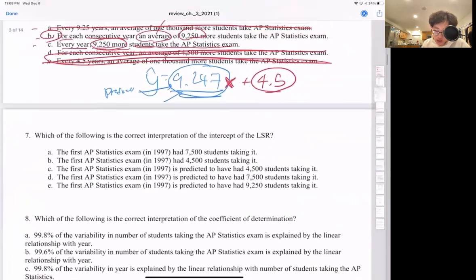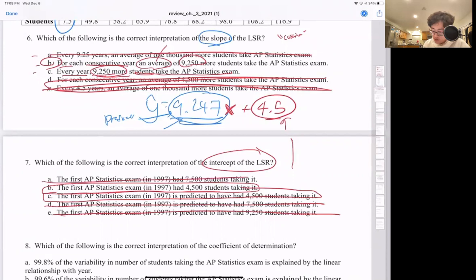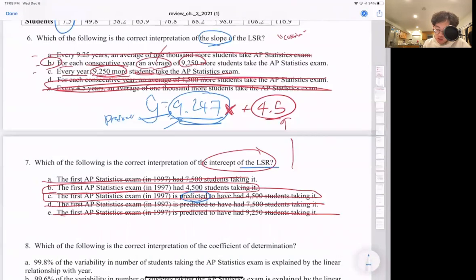Okay. Which is the following correct interpretation of the intercept? Okay, so now we're talking about the 4.5, I mean, the first AP statistics exam had 4,500 students taking it. The first AP statistics exam is predicted to have 4,500 students taking it. So all the other ones are complete trash, right? We don't really want to think about that. So what do we want to pick? We want to pick the one that allows you to predict, because a correct interpretation of the LSR, least squares regression line, is always a prediction. So the correct answer here would be C.